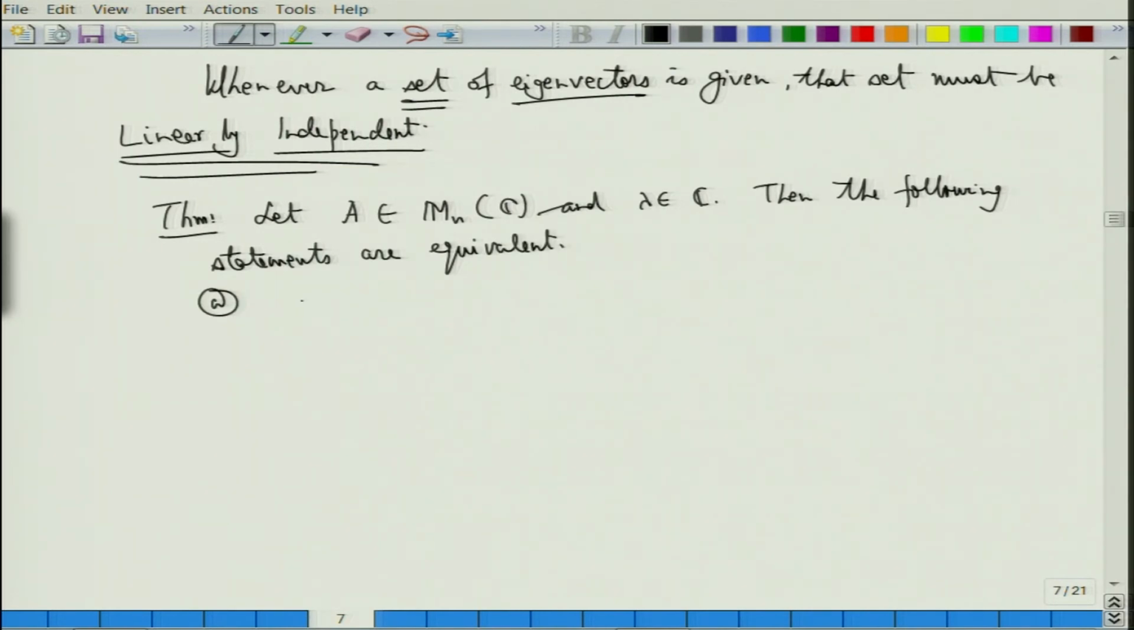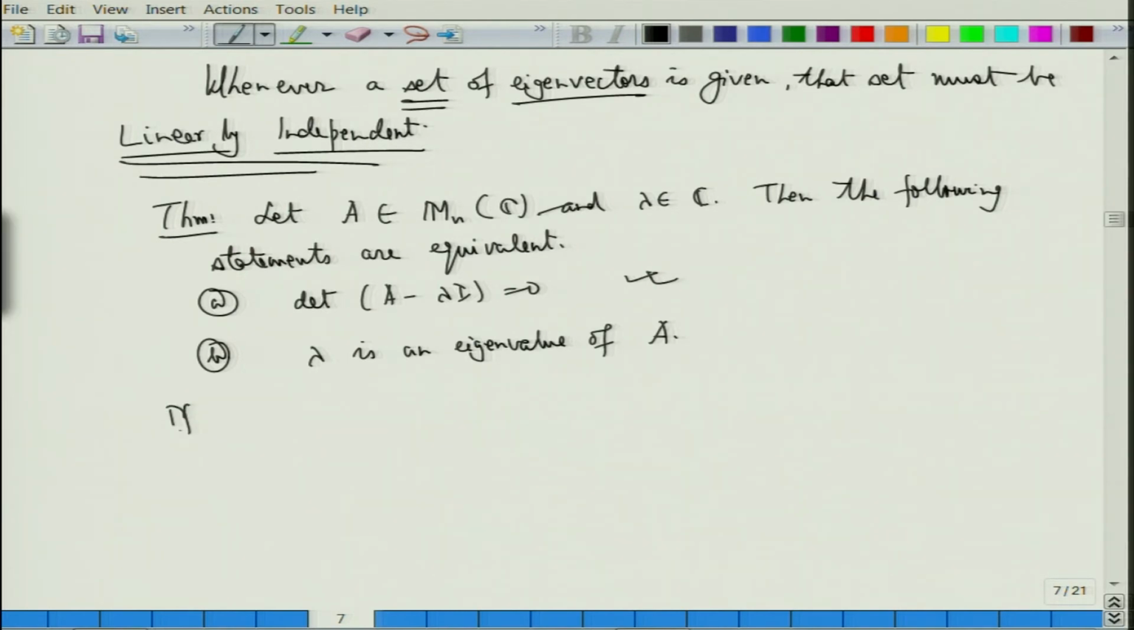A: the determinant of A minus lambda I is 0. B: lambda is an eigenvalue of A. Fine. So let's try to prove this. What I mean by saying the two are equivalent is that whenever this is there, then I am saying it is an eigenvalue. But the idea of eigenvalue and eigenvector had nothing to do with the determinant.